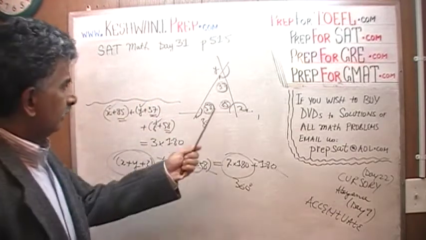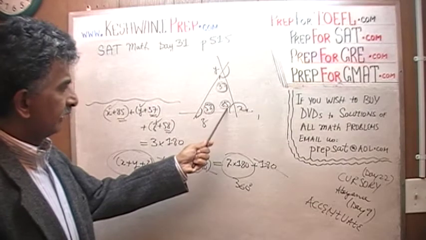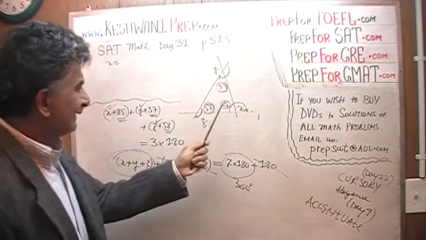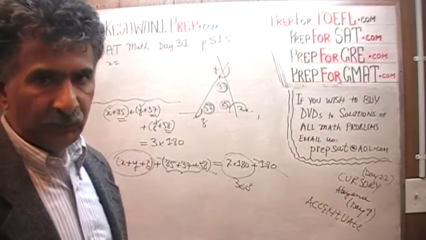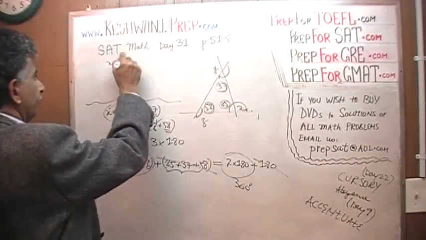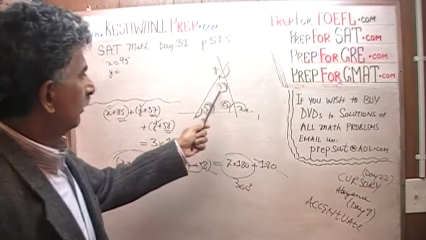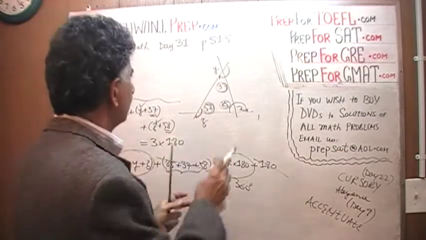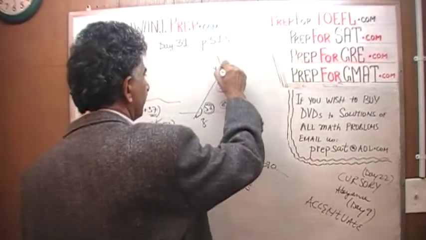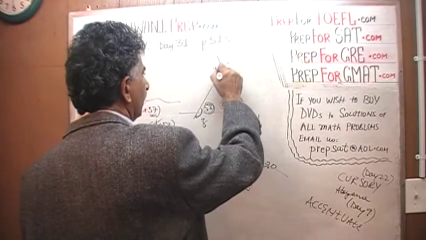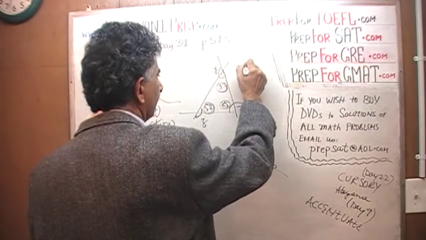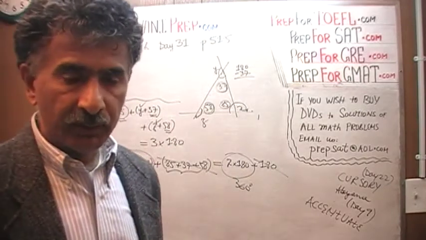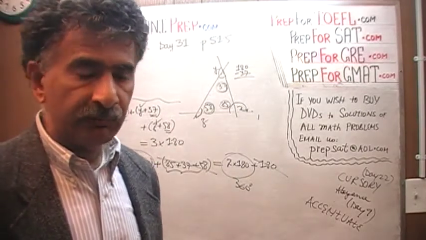In the second method, we just figured out that this angle is 85, which means x must be 180 minus 85. 180 minus 80 would have been 100, so x is 95. Similarly, y is 180 minus 37. This angle is 37, so y must be 180 minus 37. Again, 180 minus 40 would have been 140, so 180 minus 37 would be 143.